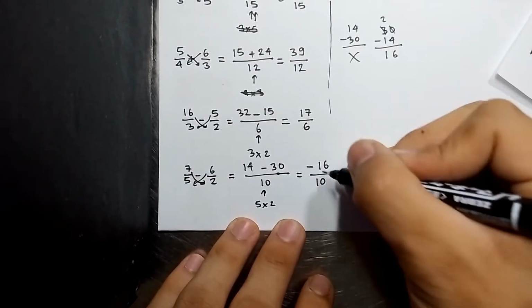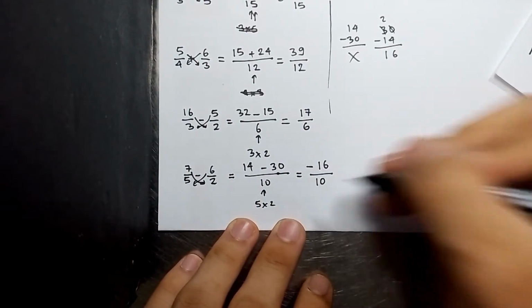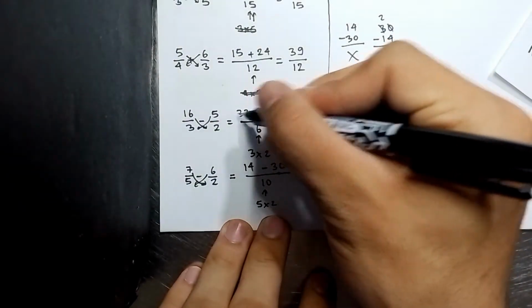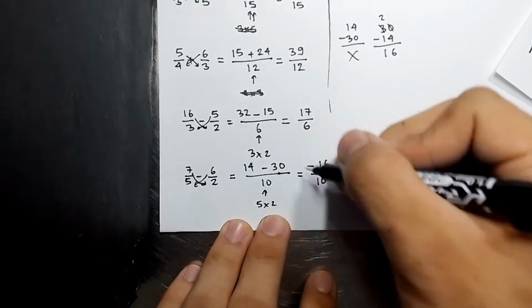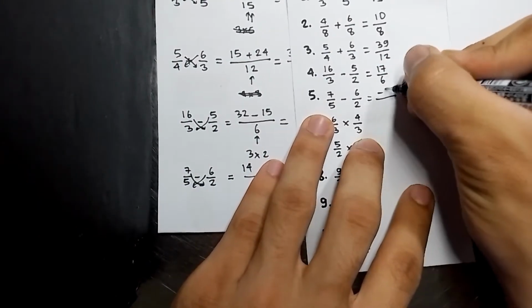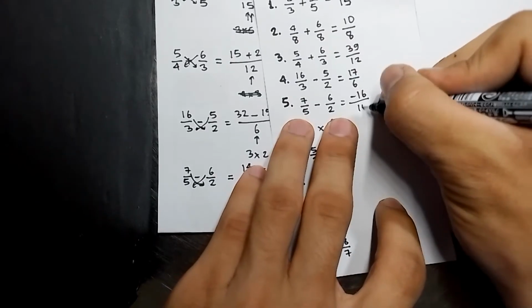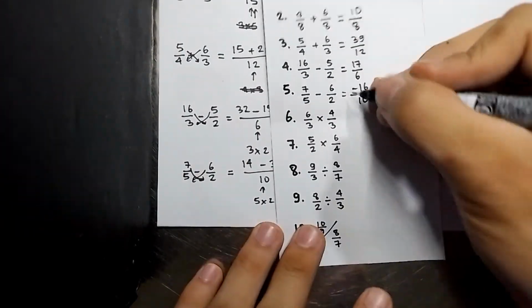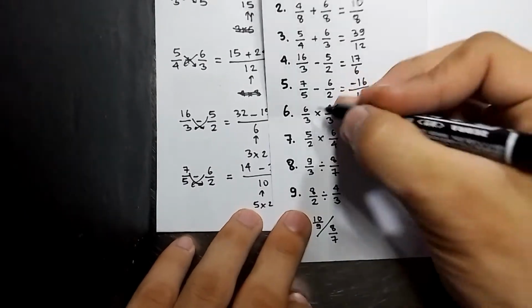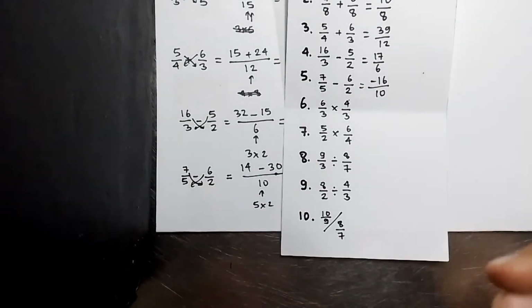So, and then the 10, keep it right there. So the answer is negative 16 over 10. You see here, 32 minus 15, we got positive 17. But this one, a small number minus a big number. So we got negative 16 over 10. Okay, here we have the family of plus and minus problems of fractions. Move on to the last 5.